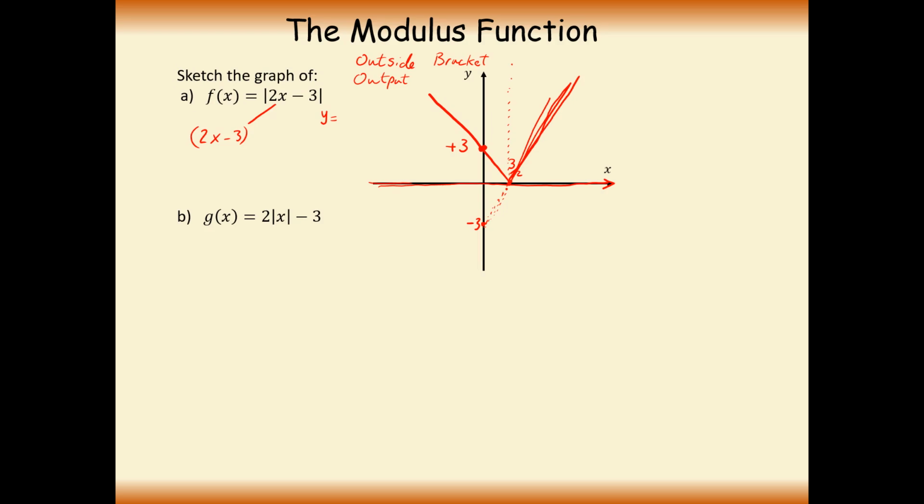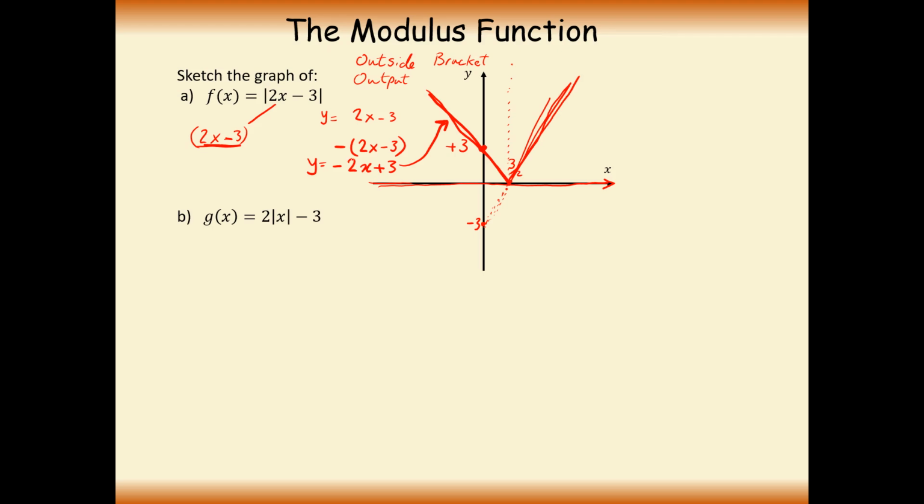So what we have really drawn is the positive part of this graph. We took 2x minus 3, and when y was negative, we turned the sign around. That means that we put the minus sign in front of this graph. So when you multiply out the negative into this bracket, you get minus 2x plus 3. So this red part of the graph has this equation.